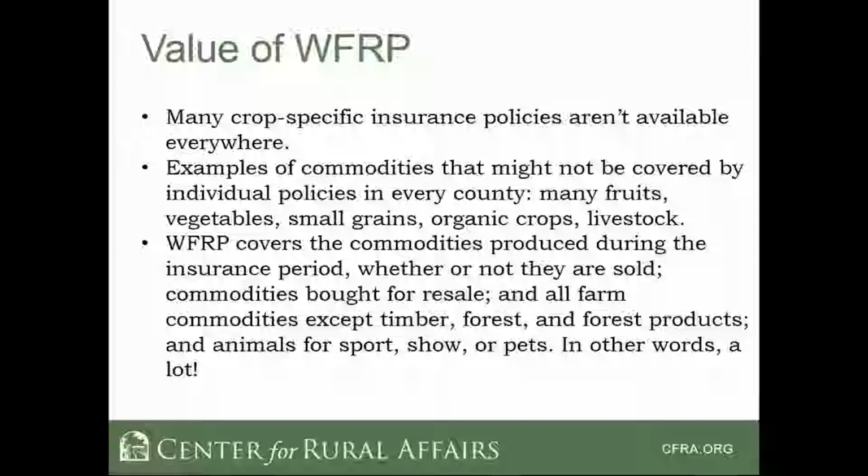And the example I used in our previous webinar was apples in Story County. There's no policy available from RMA for apples in my county. So examples of commodities that might not be covered by individual policies include many fruits, vegetables, small grains, organic crops, livestock. Whole farm covers the commodities produced during an insurance period, whether or not they are sold, commodities bought for resale, and all farm commodities except timber, forest, and forest products, and animals for sport, show, or pets.